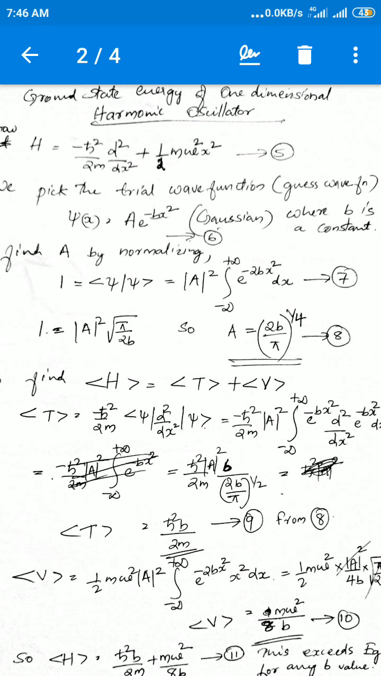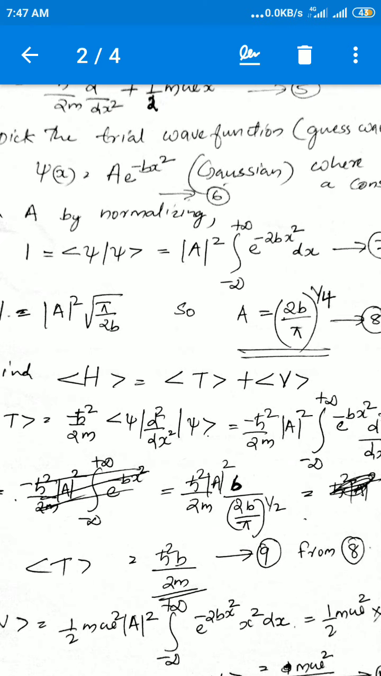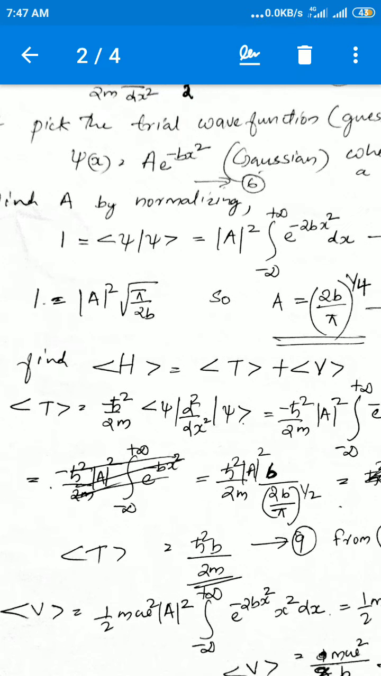Now we have already found out a. Now we just need to find the expectation value of Hamiltonian. For finding the expectation value of Hamiltonian, we need to find out separately the expectation value of kinetic energy and potential energy. So H expectation is equal to T expectation plus V expectation. Let us just find out the first one, T expectation, which is minus h cut square by 2m psi d square by dx square psi.